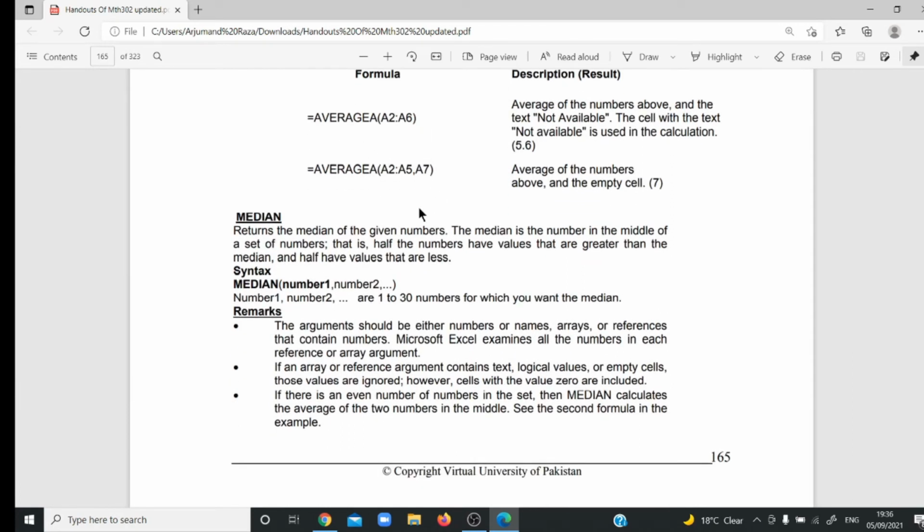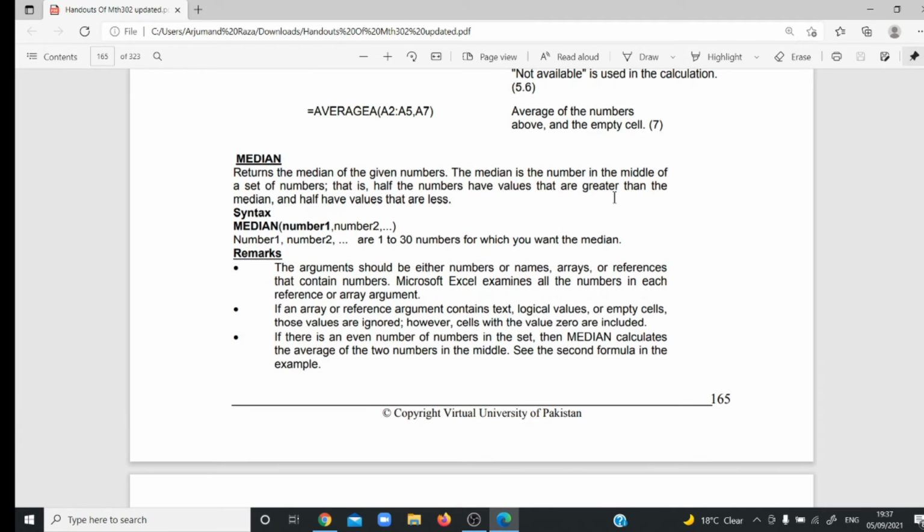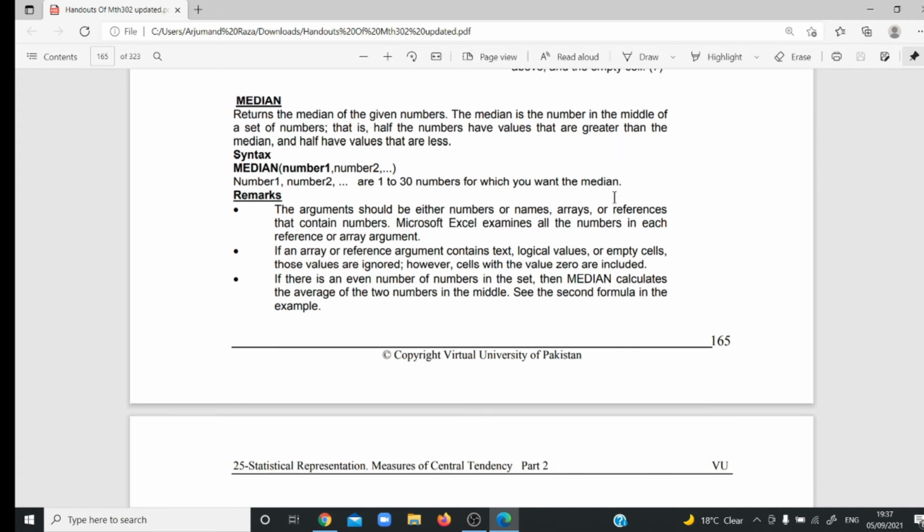Okay, for the average of numbers with text not available: if the text is not available for AVERAGE, it won't work. But for AVERAGEA, if the text is available, if it's TRUE, it will be considered as a correct number. If it's written FALSE, it won't take that number at all.